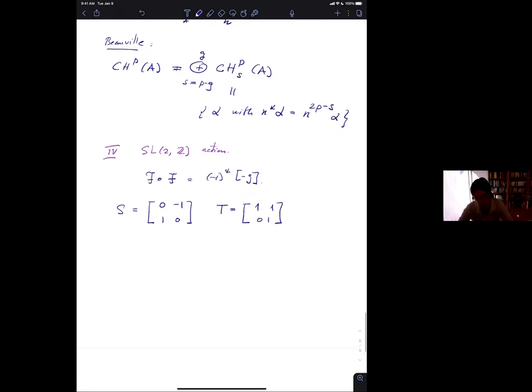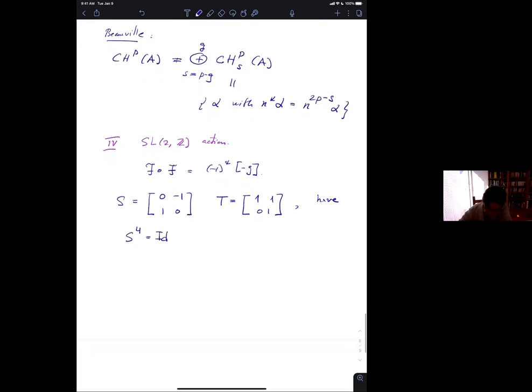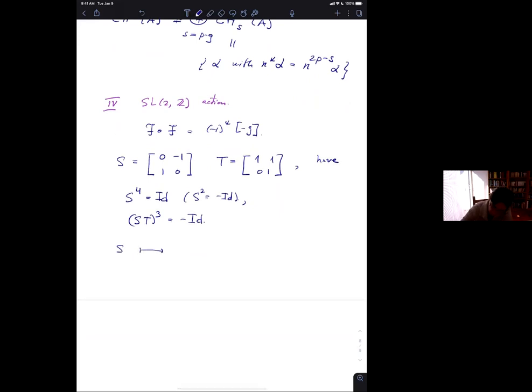Okay, so these two matrices generate, this is well known. And so of course we have this is the identity. In fact, S squared is minus the identity. And of course, ST cubed is also minus the identity. So we'd like to essentially map S to F, as a first step to start defining the action. Then we're going to worry about this T in a second.